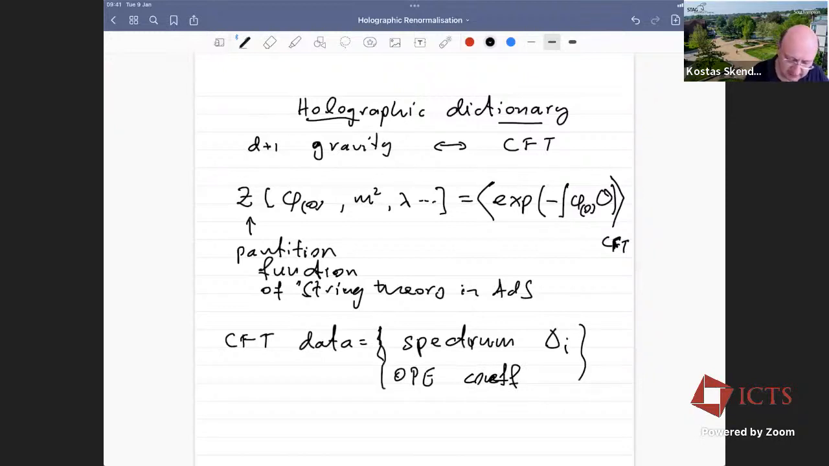And this data over here should be encoded in the data that we have on the other side. So if we want to have a full dictionary, we need to understand how the parameters are mapped from one side to the other. And then the postulate is that this formula here is going to tell us how to compute. The one thing that we already know exactly how it maps from one side to the other is precisely that the source appears here and there. On this side it appears as a boundary condition, and on that side it appears as a source for a gauge invariant operator.